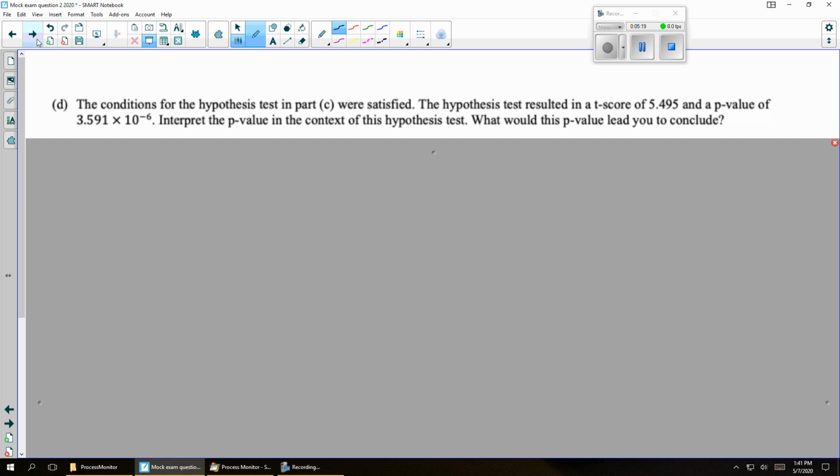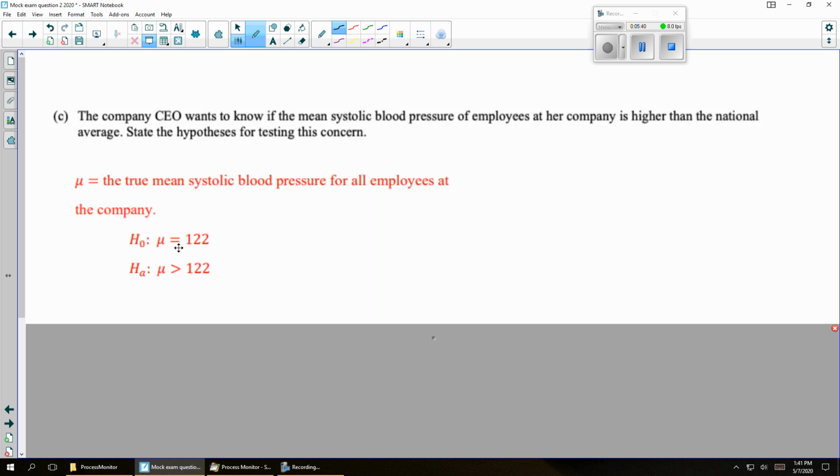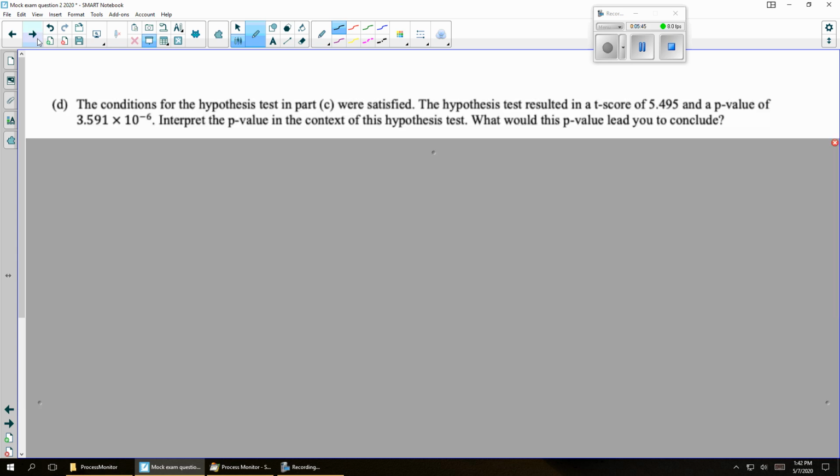Letter D. The conditions were met, so they did a hypothesis test. They got a t statistic of 5.495 and a really small p-value. Interpret this p-value in context. What would this p-value lead you to conclude? Well, the second half of that: since the p is low, I'm going to reject H0. I'm going to decide that this is not true and that their blood pressure actually is higher.